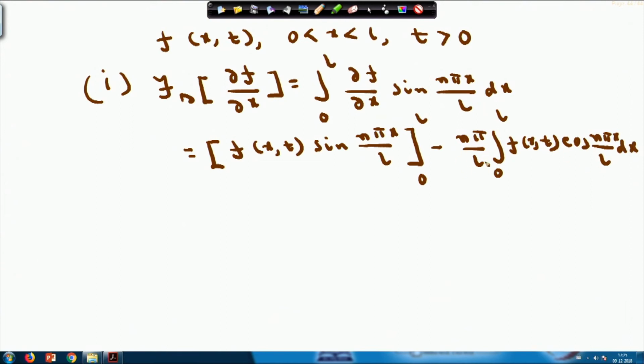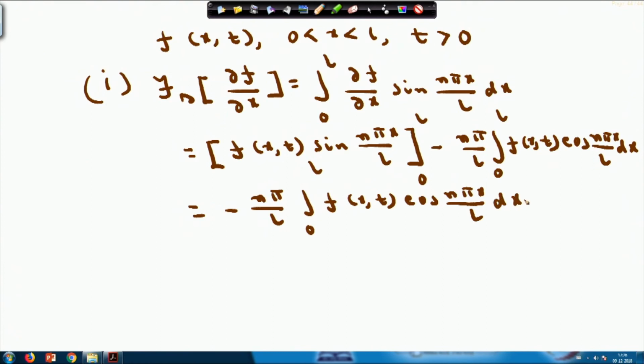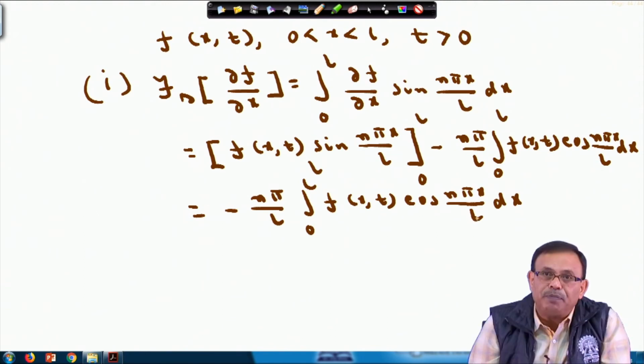After integration, I am getting this derivative nπ/L. Now, this first part will vanish, both at 0 and at L, so this part will not be there, and this will equal minus nπ/L times the integral from 0 to L of f(x,t) cos(nπx/L) dx. Whenever you write the integral from 0 to L of f(x,t) cos(nπx/L) dx, this is nothing but the finite Fourier cosine transform of f(x,t).